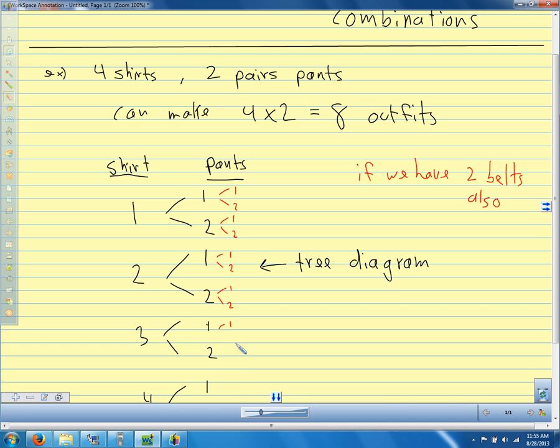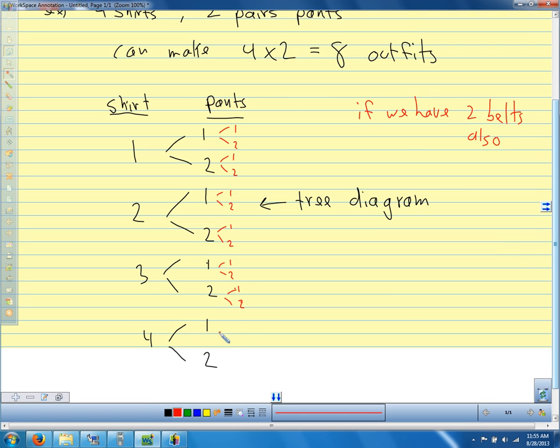And this gets complicated really fast because I'm adding all these things on. You can see the numbers get big really fast when we combine things like this. So my tree diagram gets big really fast. The red is belts. So now I have 1, 2, 3, 4, 5, 6, 7, 8, 9, 10, 11, 12, 13, 14, 15, 16.